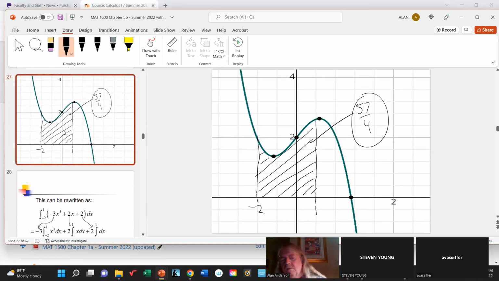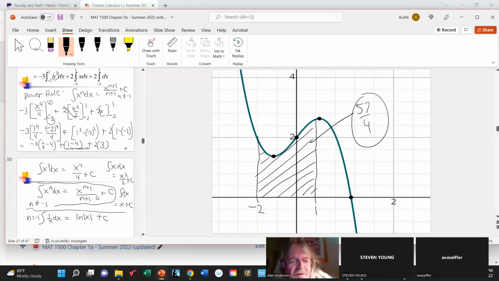Now it wouldn't be fun to prove this geometrically. I don't even know how you would do that. Well, we can prove that this must work because this is what it means to define the area under a curve. We've got an infinite series of rectangles whose areas add up to 57/4.